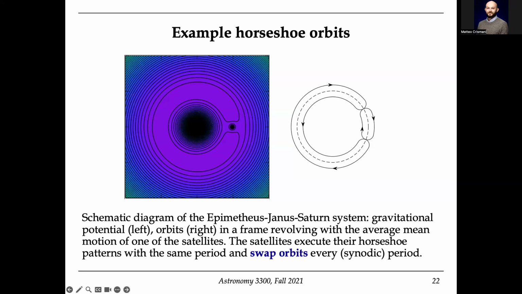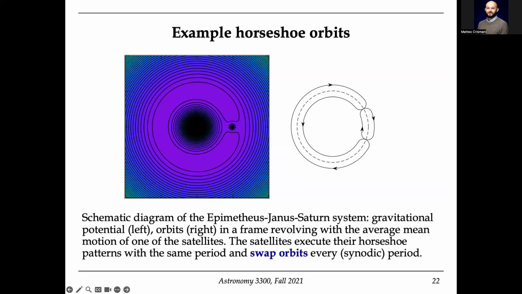So the amount of time that it'll take to do this will be the same time that it'll take to do that. We'll swap. One will go exterior and one will go interior. And then it'll go around and then swap. So Janus and Epimetheus keep switching location relative to Saturn. One is closer and then one's farther. And this is your horseshoe. That's the horseshoe.